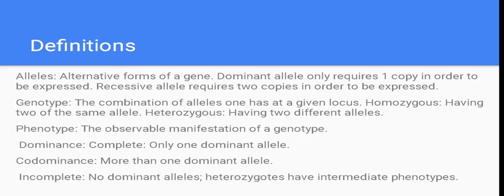Dominance is going to be complete or codominant. Complete is only one dominant allele. So I don't know, a flower is white. That is its dominant allele for some reason. Codominance, you have more than one dominant allele. So you might have a dominant allele that's white and another that's purple, and then it's a combination of the two, somewhat white, somewhat purple. Incomplete, so there's no dominant alleles and it's heterozygous.